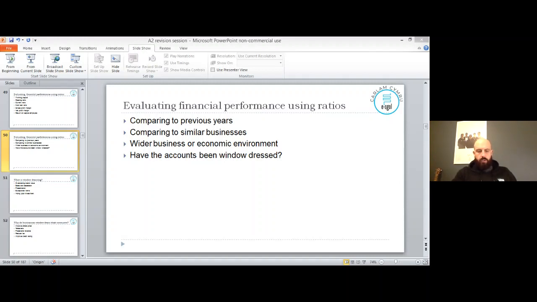Right, moving on: strategy and implementation. What we're looking at in this section of work builds upon the last unit.